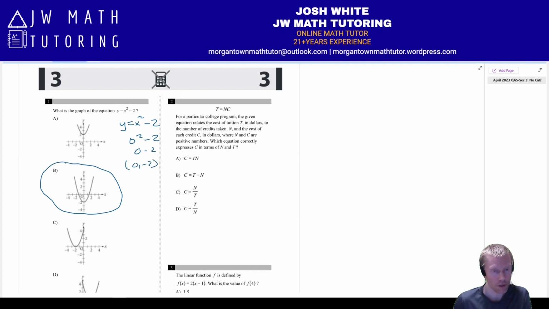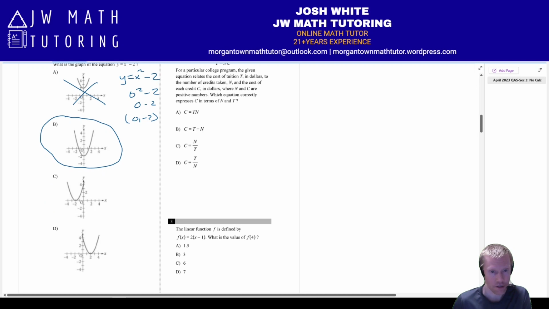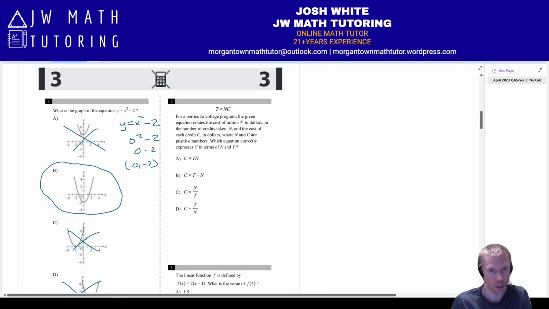All right, go through all the graphs. Which one has 0, negative 2? A, nope, it goes through 0, positive 2, wrong. C does not go through 0, negative 2, wrong. D does not go through it either, it's wrong. Okay, so that's just an alternate method you could use if you did not remember about the different types of shifts. All right, question number 2.